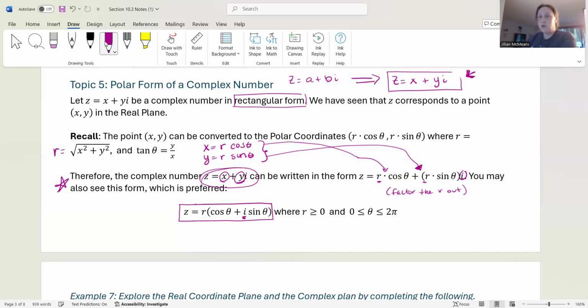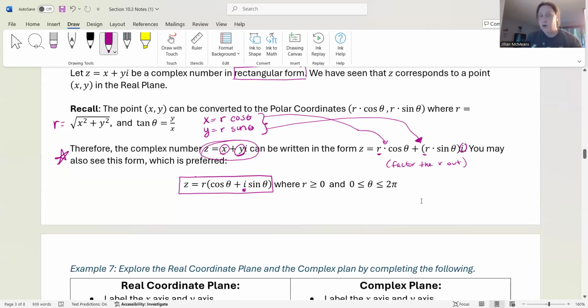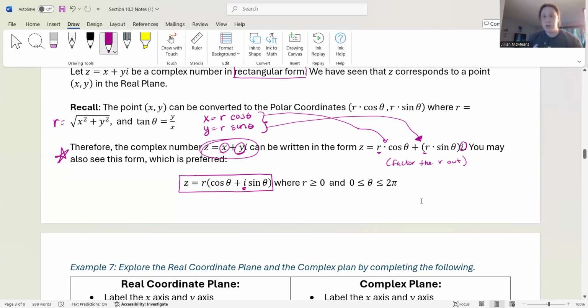Okay, but when you're doing the polar form of a complex number, it's very common to put the i in front of sine. Again, we don't want it to get mixed up with the argument. All right, so we're going to go back. We're going to explore the real plane and the complex plane again, and make sure we understand there's this relationship between complex, real, and then eventually polar.